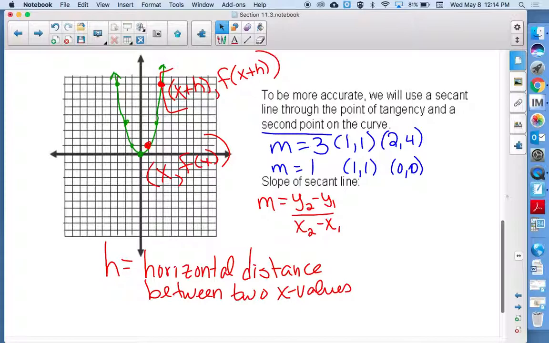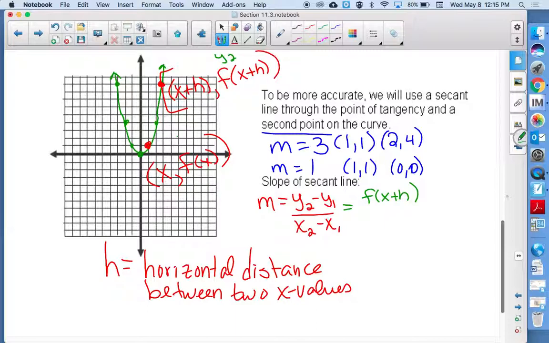So Marie said take y2. Well, y2 is usually the point that's on the right, so you move left to right on a graph. So y2 is this f of x plus h. She said minus y1. So here's y2, here's y1. I would subtract f of x. On the bottom, Marie said x2, well, that's this x plus h, minus x1, well, that's subtracting x.